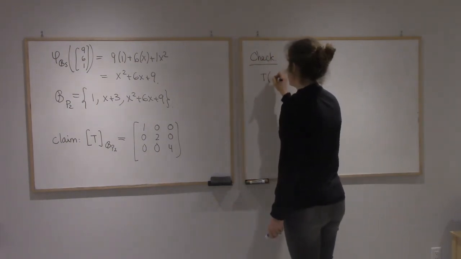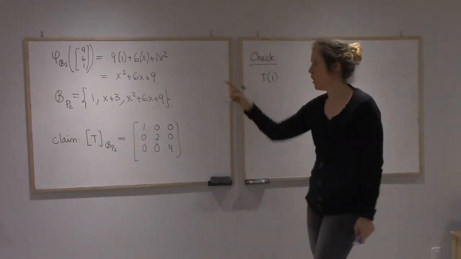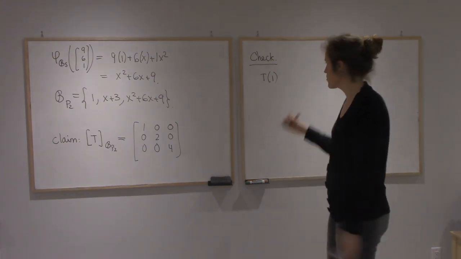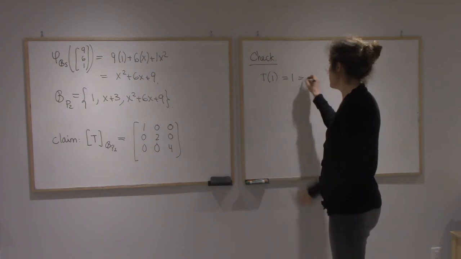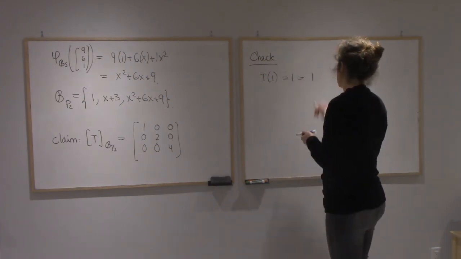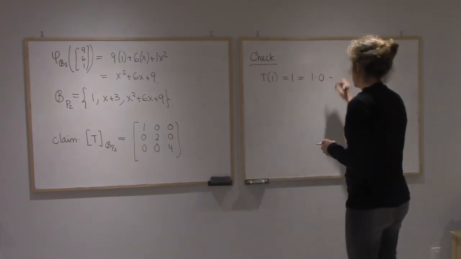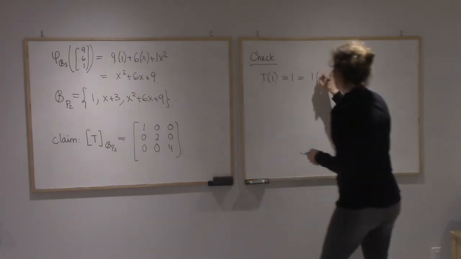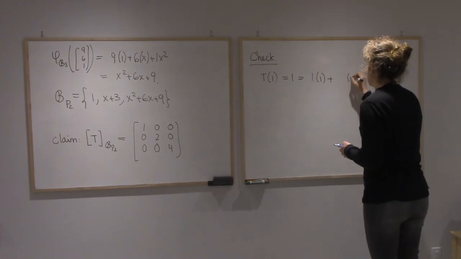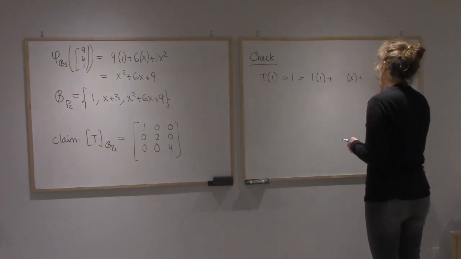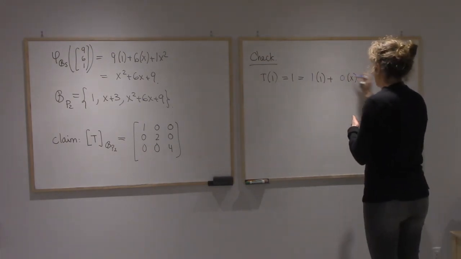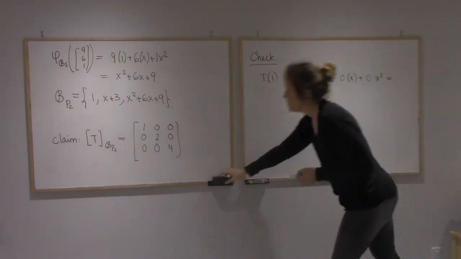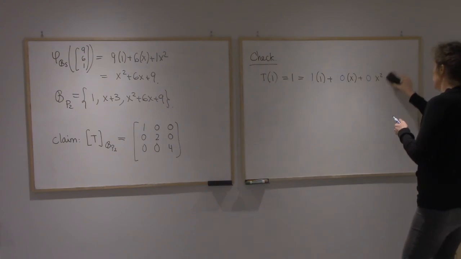Alright, so to figure this out, I need to apply T to all 3 of the basis elements and then write them as a linear combination. T of 1 is 1, and that is 1 times 1, and the other ones are 0. And so that's the first column there, that's perfect.